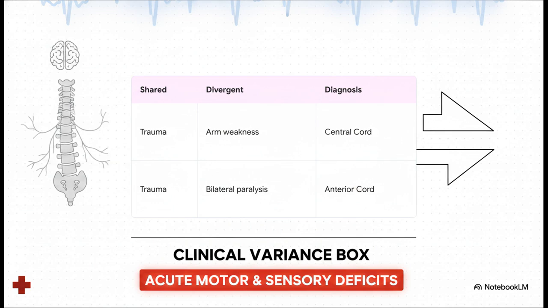Utilizing our clinical variance framework again, we can isolate the exact neurological exams required to localize the lesion under intense time pressure. Here's the shared presentation: a trauma patient with acute motor and sensory deficits. The divergent variables? Does the exam show disproportionate weakness isolated to the hands and arms? That's definitively central cord syndrome. Does the exam reveal complete bilateral paralysis below the lesion, but with clearly preserved proprioception? That strictly defines anterior cord syndrome.